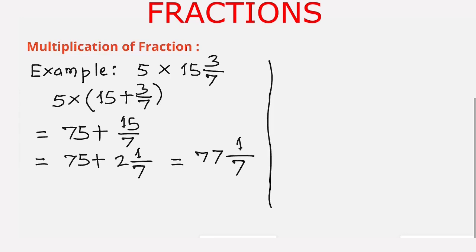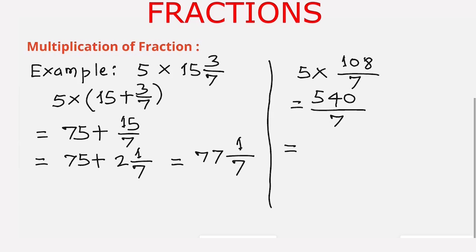This is the easy method. Now we could have solved it by another method, and that is 5 multiplied by, we convert the mixed fraction into normal fraction. 15 times 7 is 105 plus 3 is 108 upon 7. Now we multiply 5 by 108. This is 5 times 8 is 40. We write 0 and carry 4. 5 times 0 plus 4 is 4. And 5 times 1 is 5 upon 7.